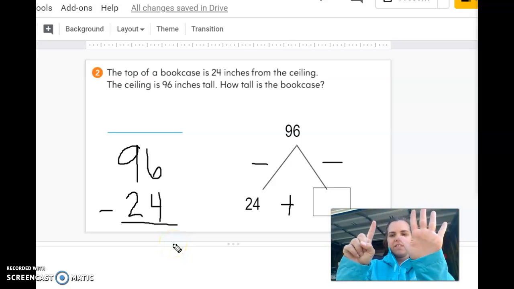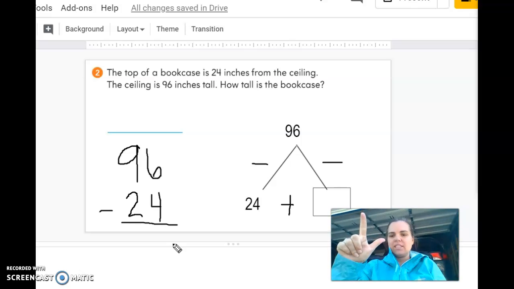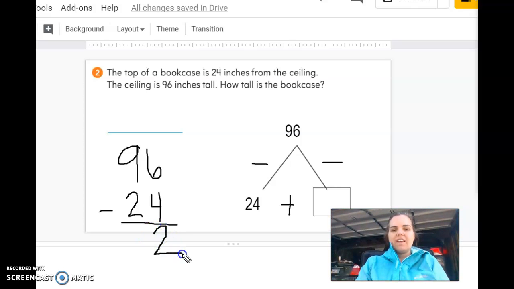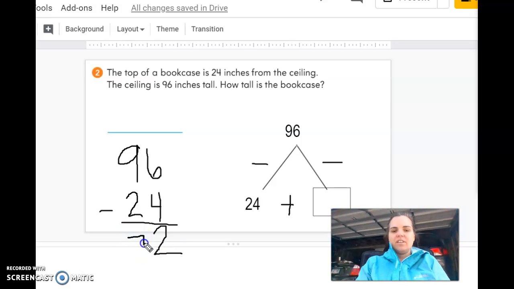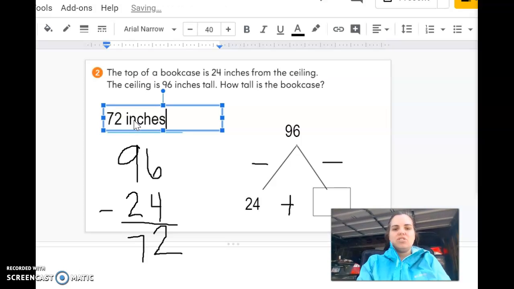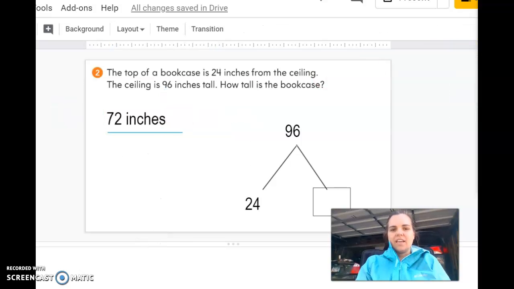6 minus 4. If I have 6, do I have enough to take away 4? Yep, so I don't need to ungroup or go next door, so I can do 4, 5, 6, and I get what? 2, and then 9 minus 7. 2, 3, 4, 5, 6, 7, 8, 9, and I get what? 7. So what's my answer with my label? How tall is the bookcase? Yep, 72 inches the bookcase is. Nice work.